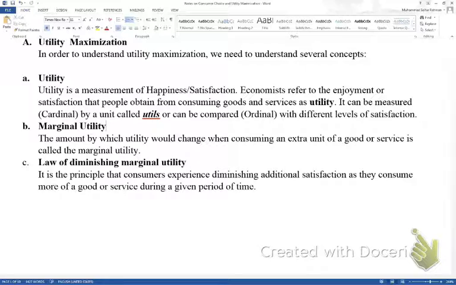So you can see immediately that the idea that as you buy more of something, the extra utility goes down makes perfect sense. So the law of diminishing marginal utility is very important, and I think it is very intuitive.